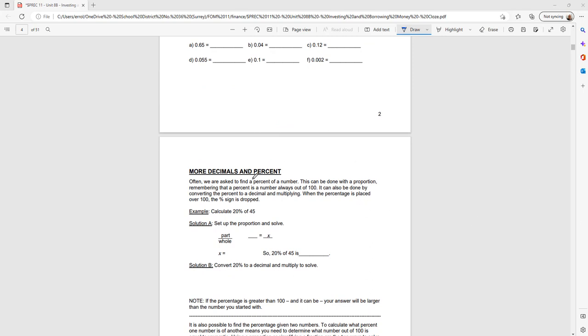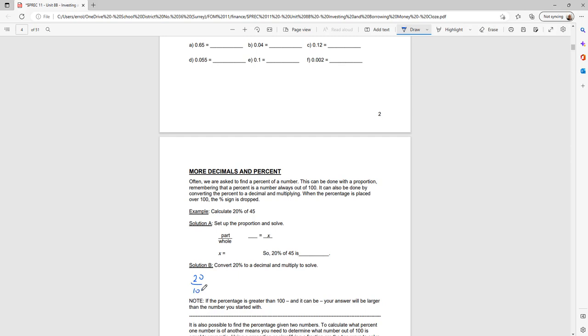It says here, often we're asked to find a percent of a number. This can be done with proportion, remembering that percent is a number always out of 100. It can be done by converting the percent to a decimal and multiplying. When the percentage is placed over the 100, then the percent is dropped. So here we go, 20% of 45. What we can do is, I'm going to set it up this way, 20 over 100.